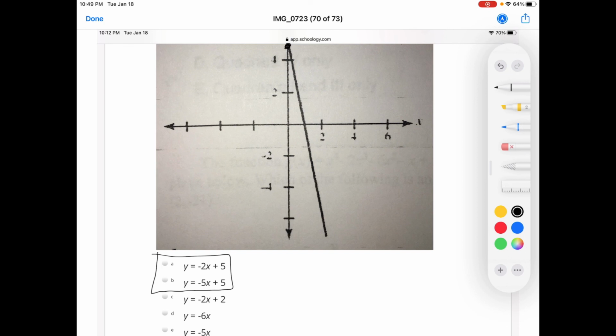And now we want to figure out the slope. We know the slope's negative. And if we were to do the rise and the run, this looks like positive 1. So that would be a rise of 5 and a run of 1. And the slope is negative 5 over 1, which is negative 5. And so my slope, negative 5. My y-intercept is positive 5. That's going to be y equals negative 5x plus 5.